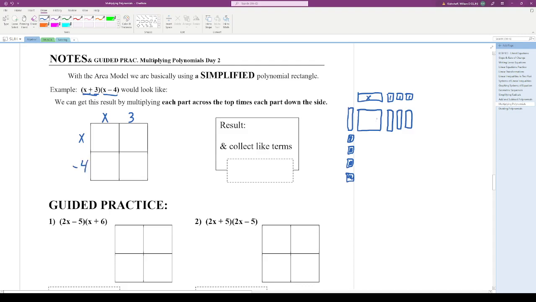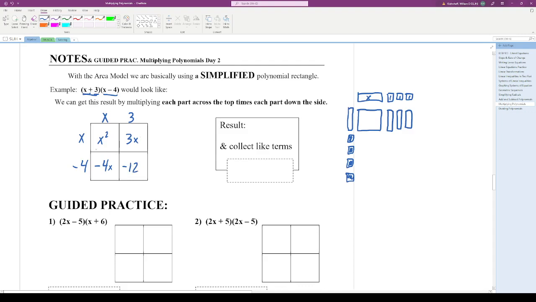Then, just like we did here, we're going to multiply each row by each column. So this box here is x times x, and we get x squared. This box would be 3 for the column and x for the row, so we get 3x. This one is x for the column and negative 4 for the row, so that's negative 4x. And our bottom right box is 3 times negative 4 makes negative 12.